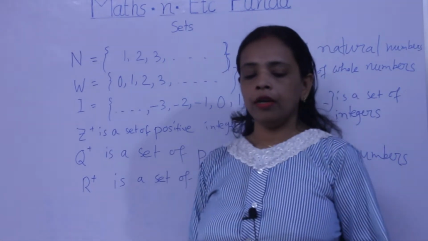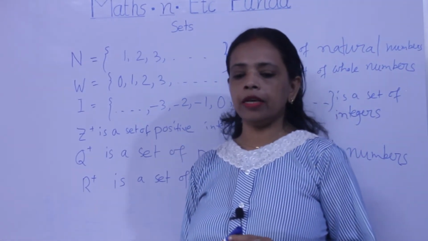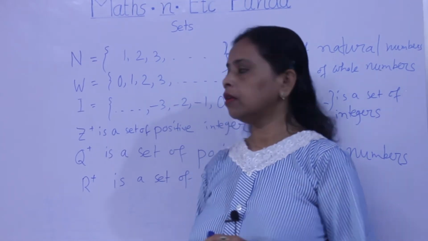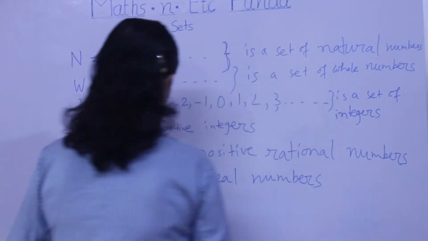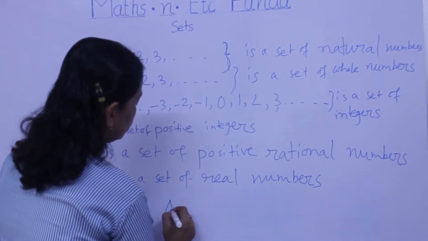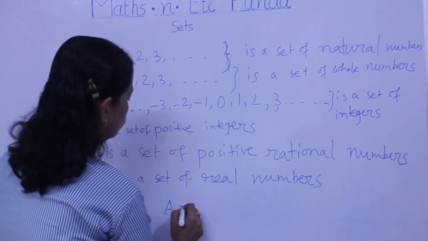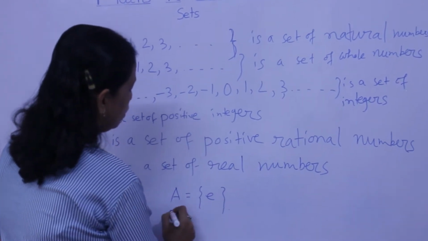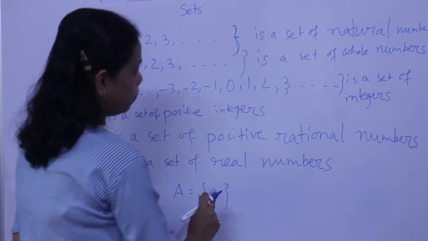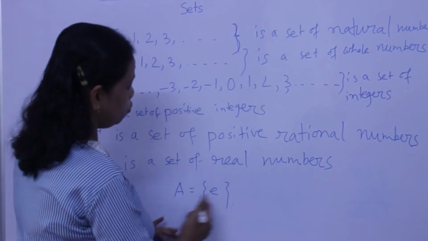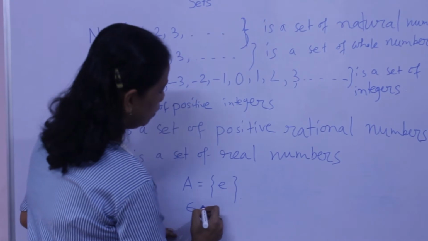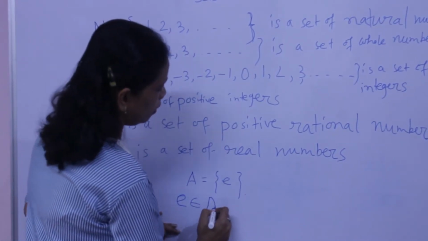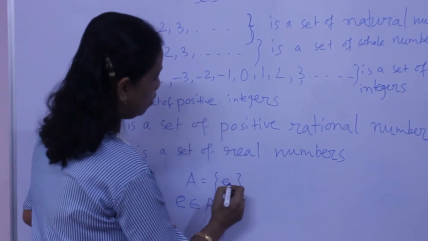We already learned that numbers or objects in a set are called elements or members of a set. Suppose E is a member of this set. So we will write like this, E is a member of set. If we say E belongs to A, we will write like this, E belongs to A. Okay, E is a member of this set.